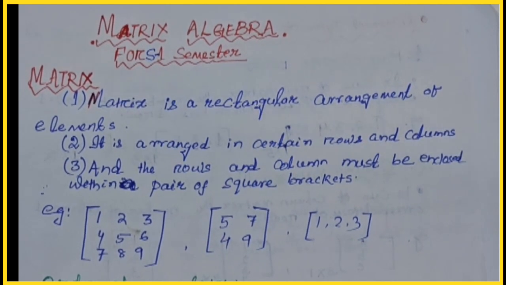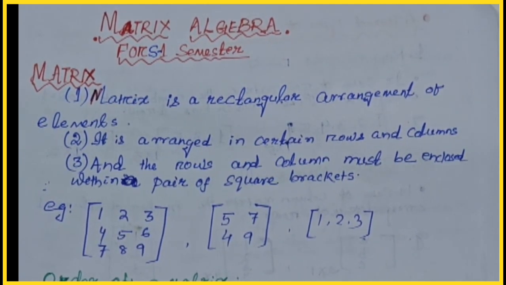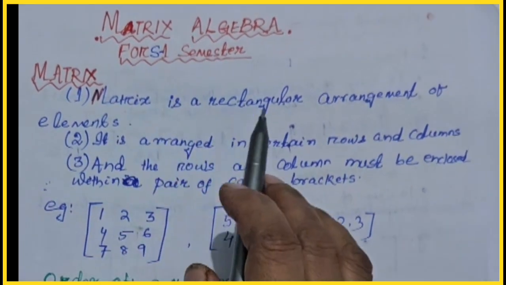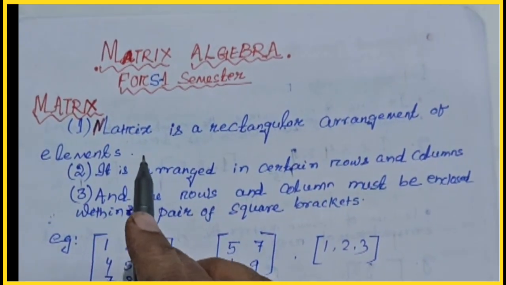Today we learn the concept about matrix. What is matrix? Types of matrix. So in matrix algebra, first is matrix. What is matrix? A matrix is a rectangular arrangement of elements, means it is arranged in a rectangular form.